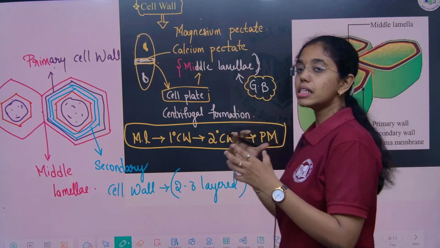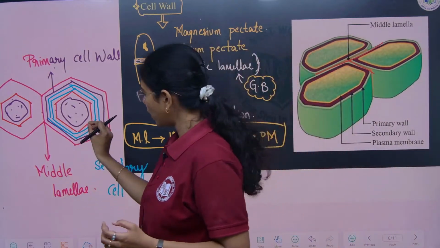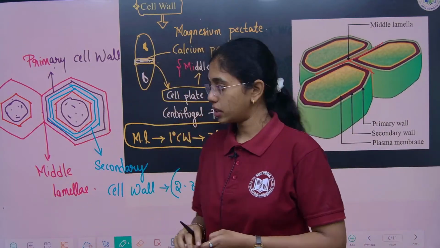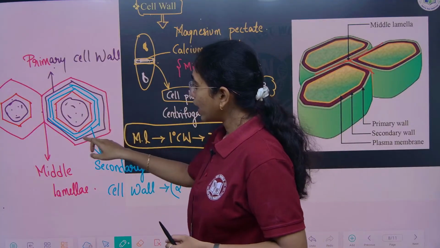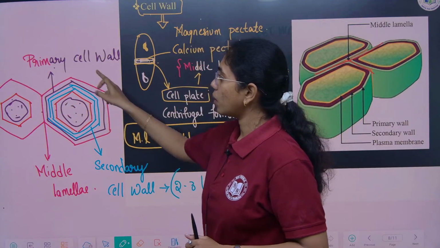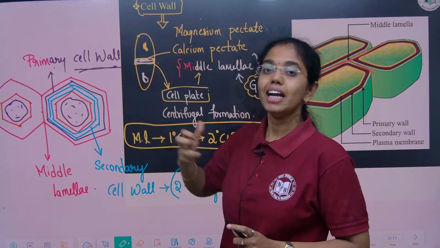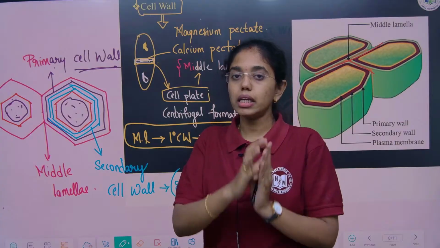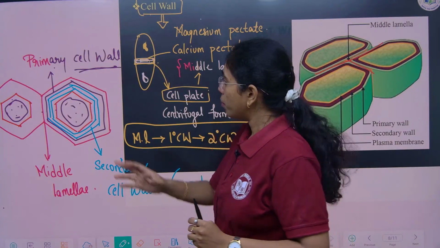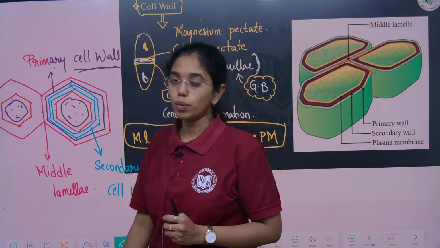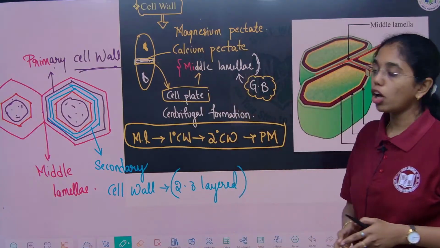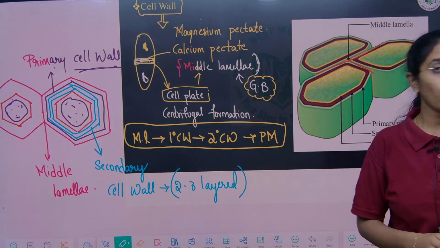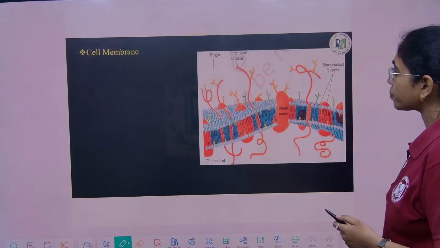With the increase in secondary cell wall layers, the wall layer which is next to the secondary cell wall, that is primary cell wall, can get disintegrated. It can lose its structural stability with the increase in the secondary cell wall layers, because it is thin and extensible. This is all about the cell wall of a plant cell. I hope you are clear with it.